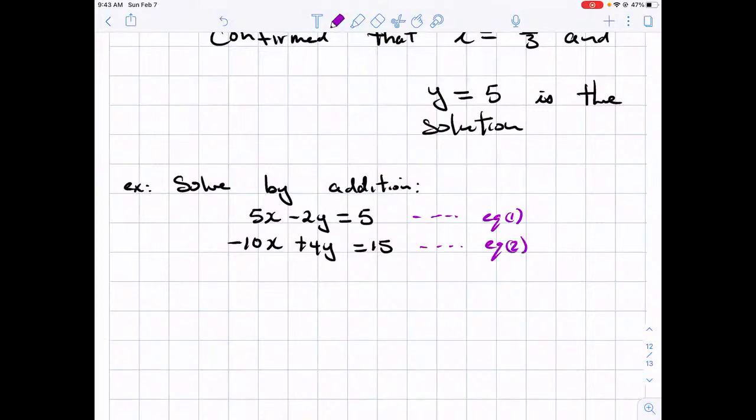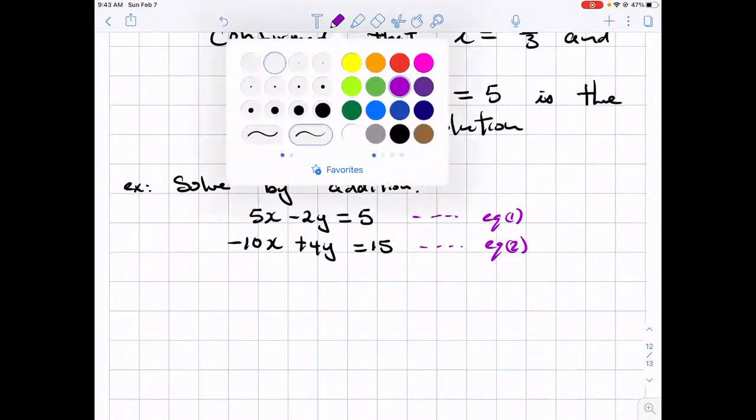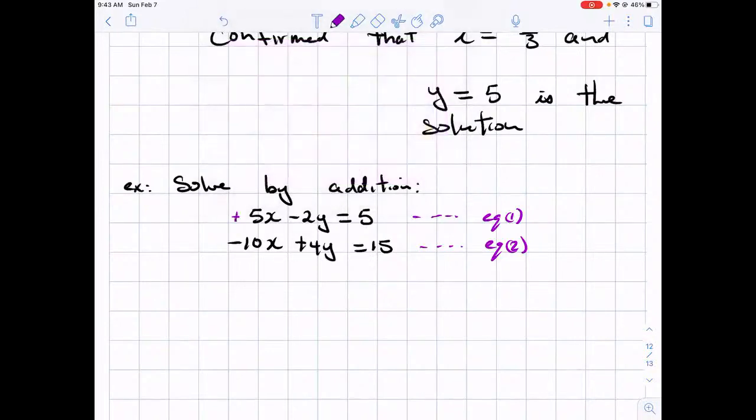Okay? Now, you notice if you add them, nothing cancels. So you have to decide, what do you want to cancel? Do you want to eliminate the x, or do you want to eliminate the y? Well, they're both signs different, so it doesn't really matter here. All you have to do is multiply by some factor.